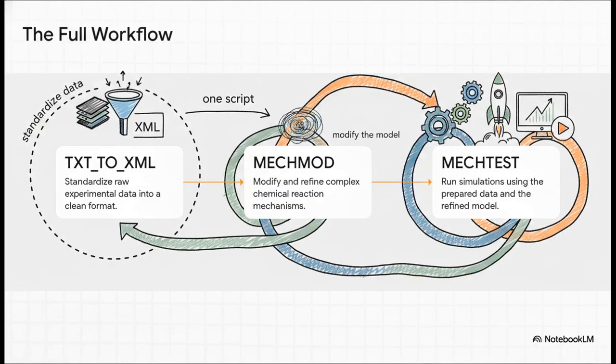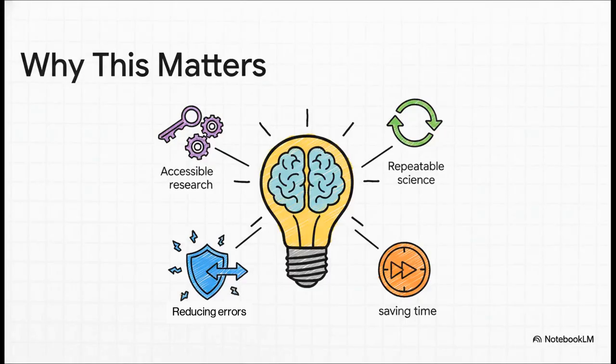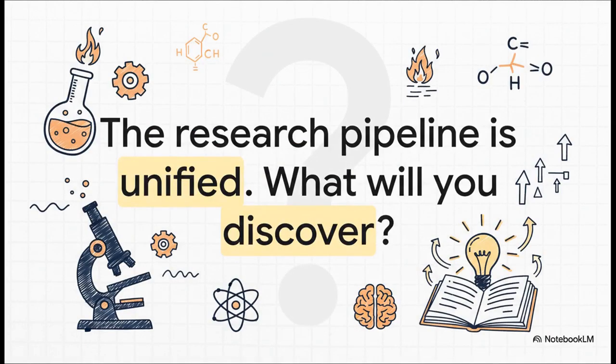And that's the whole workflow. Standardize data, modify your model, and run a test, all in one script. So really, what we're looking at is a toolkit that just streamlines everything from start to finish. This all means repeatable science, way less time wasted, fewer errors, and research that's more accessible. By taking care of all the tedious stuff, it lets scientists focus on the real goal, discovery.